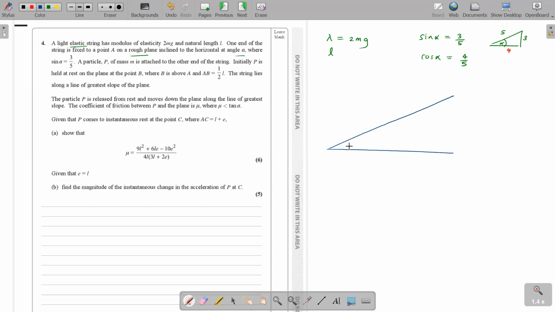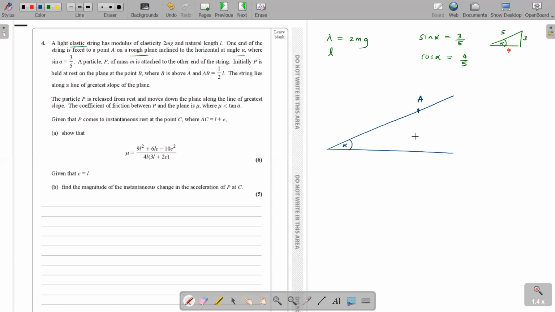This is our inclined plane. This is the angle alpha. So one end is fixed to a point A. So let's say this is point A, and the other end has the mass m, right? Initially, P is held at rest on the plane at the point B, where B is above it. Can you imagine what's happening here?